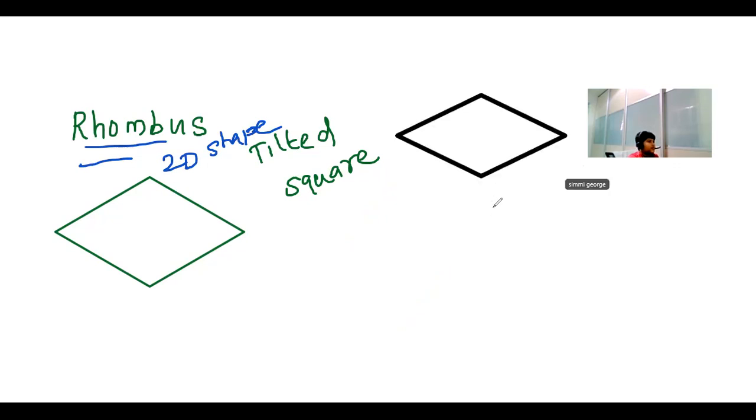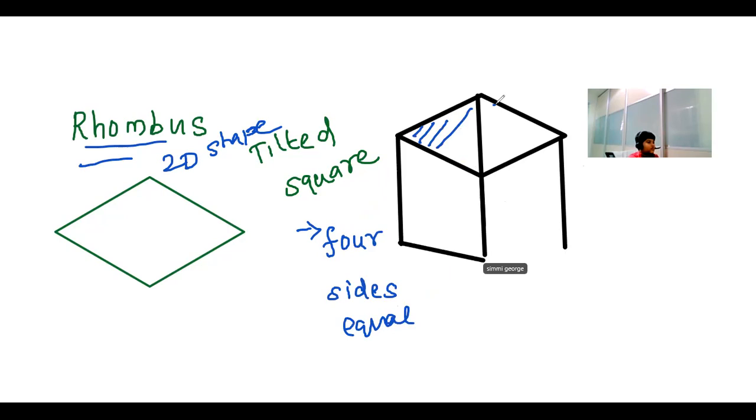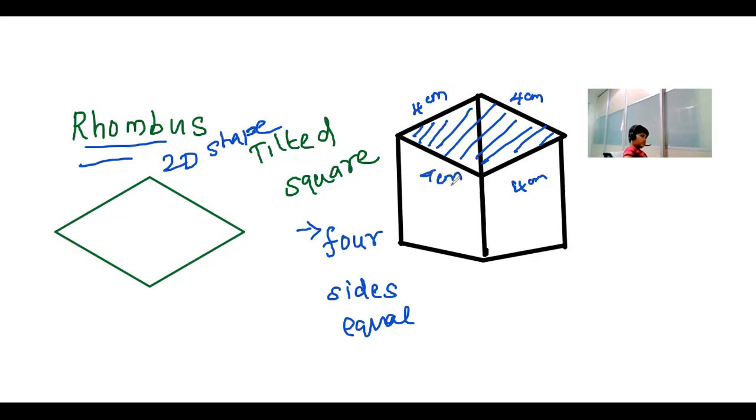So what does it take to be a rhombus? All 4 sides should be equal. What you have drawn is fine. Only this part is the rhombus, this 2D shape. If this side is 4 centimeters, this is also 4, this is also 4, this is also 4. All the 4 sides are equal. Understood, dear? Yeah.